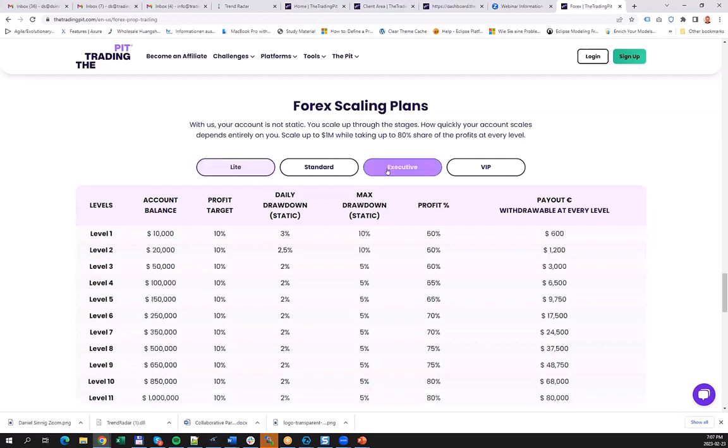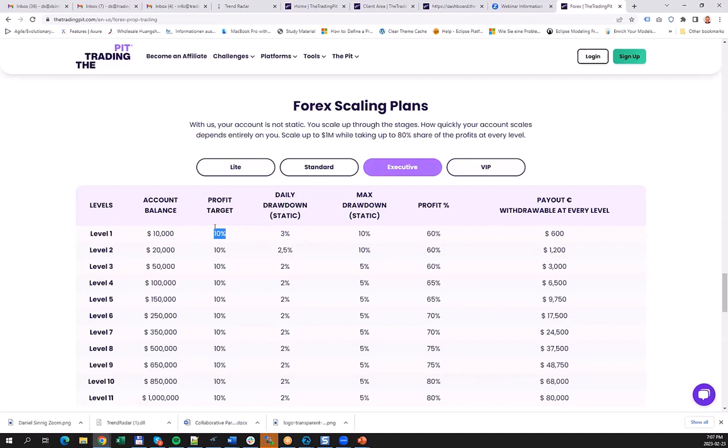Had you chosen the executive challenge, your live trading account would be $10,000. And for the VIP challenge, for example, it would be $20,000. So let's stay with executive. It's a nice round number, $10,000. Now, your profit target is 10%.